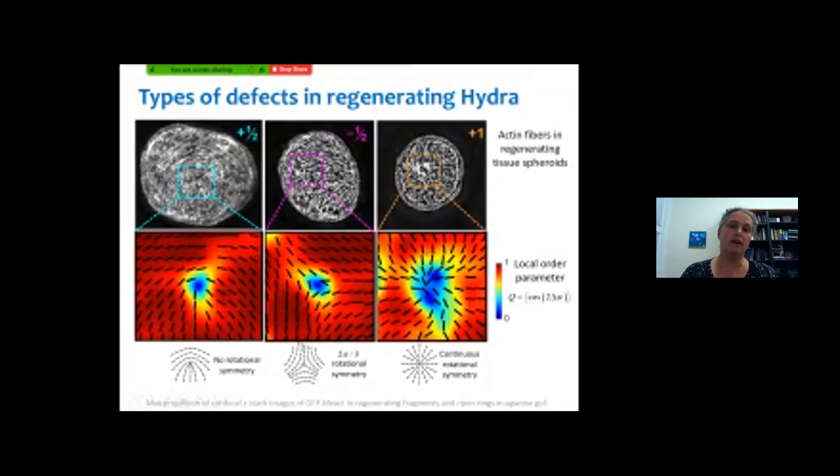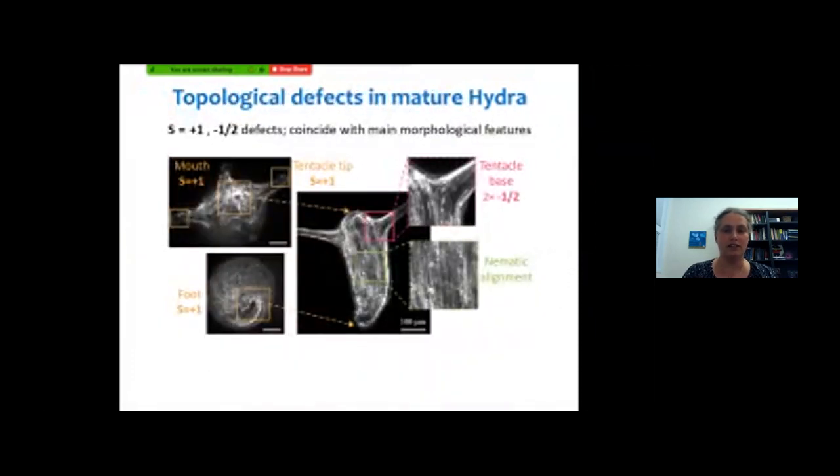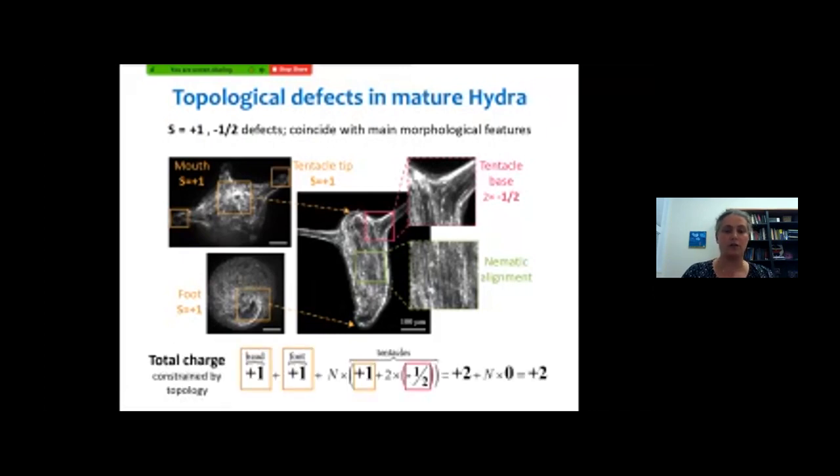Now, importantly, when we look at the mature Hydra, we see that the topological defects coincide with the morphological features in the animal. So the defects occur in the tip of the head and the mouth, at the tip of the foot. We have +1 defects at each of these, and then each tentacle has a +1 defect at the tip and 2 -½ defects at the base of the tentacle. So altogether, this +1 defect at the head and the foot account for the topologically required total charge of +2, whereas each tentacle doesn't contribute because it has a net charge of 0.